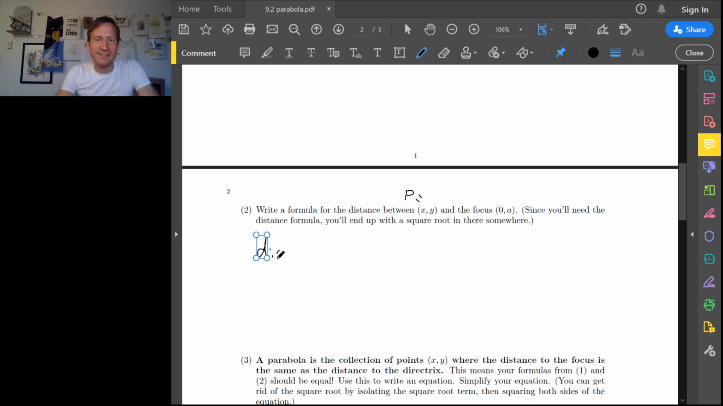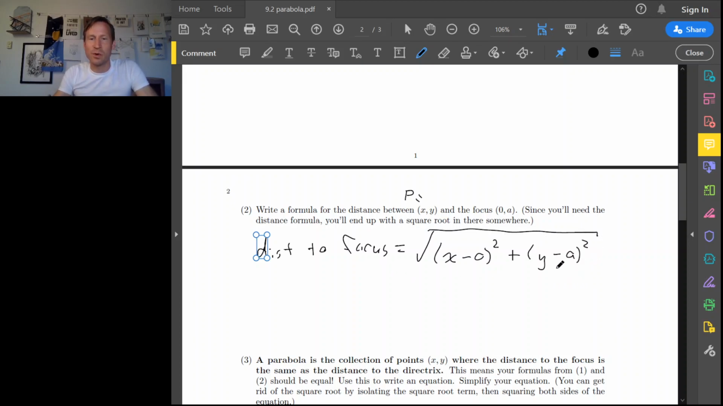So the distance to the focus is going to be the square root of the difference in x coordinates, which is (x minus 0) squared, plus the difference in y coordinates, which is (y minus a) squared.